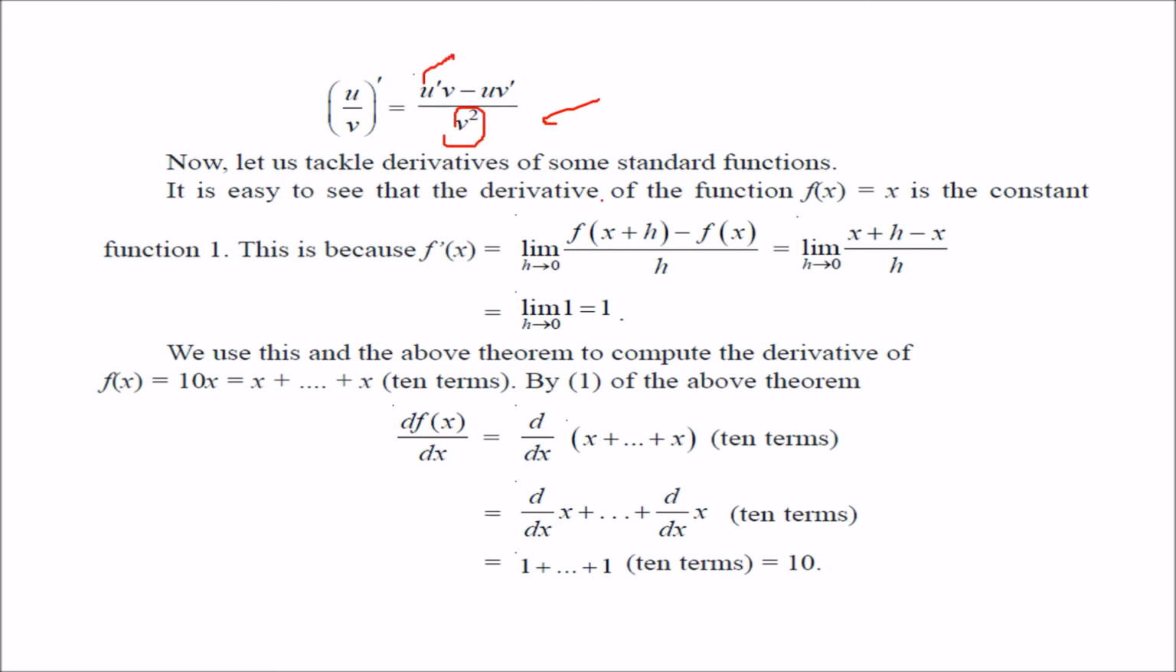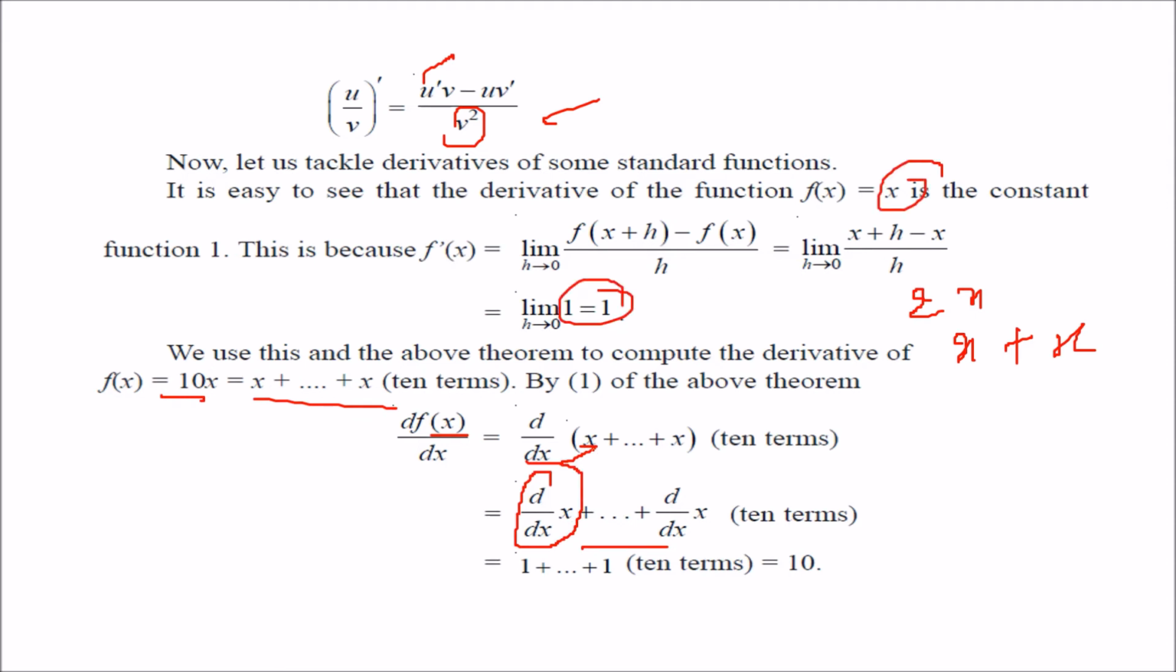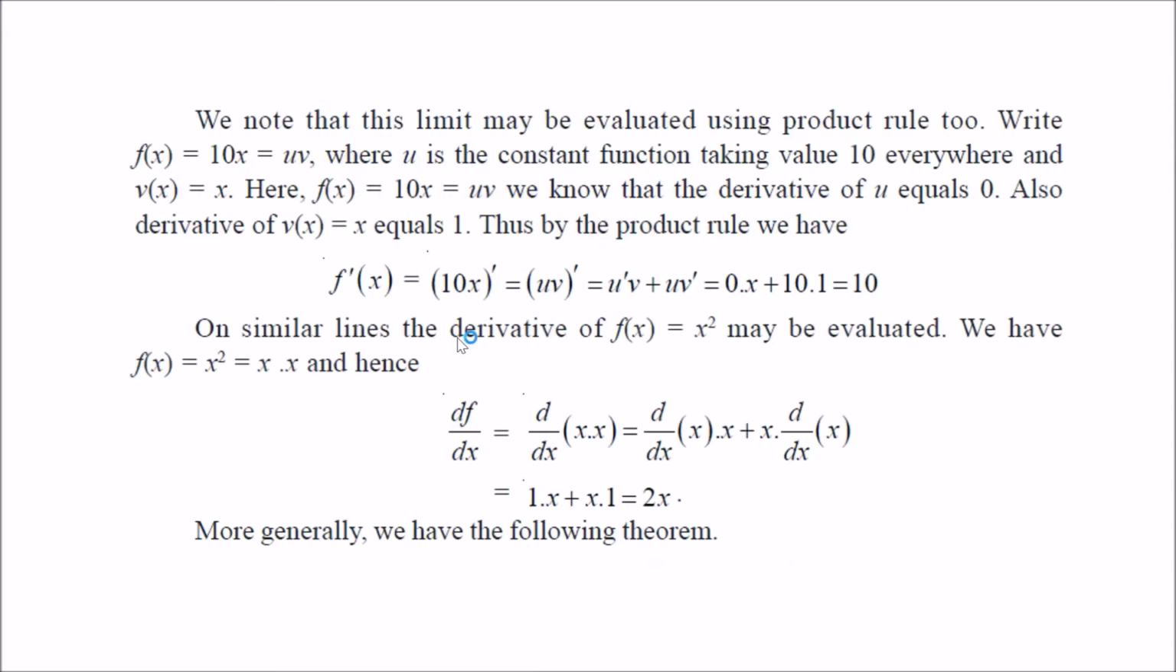Okay, and just try to imagine that you have to find the derivative of 10x. What is 10x? What is 2x? x plus x. So 10x is what? x added 10 times. So d by dx of f(x) will be d by dx of x plus x, like this 10 times. And d by dx of x we have already found out is nothing but 1, if you find it using the first principle. So 1 plus 1 plus 1, 10 times, will give you 10.